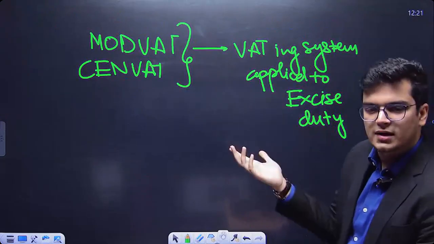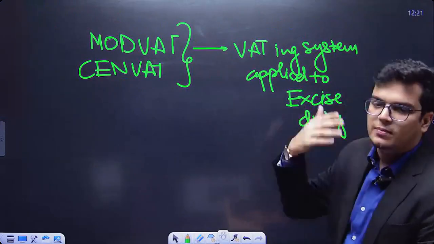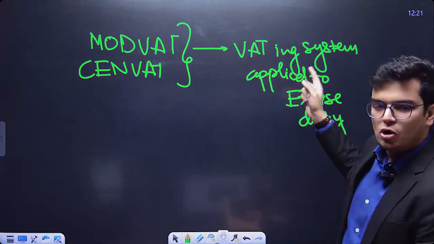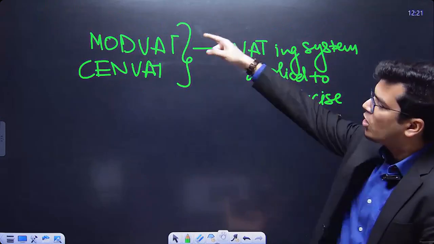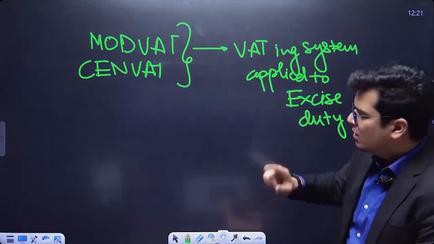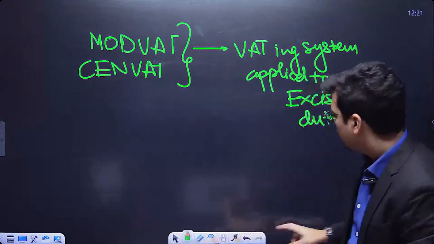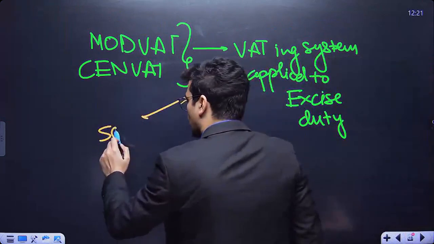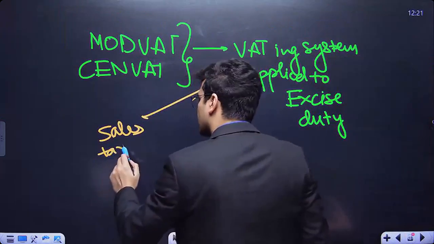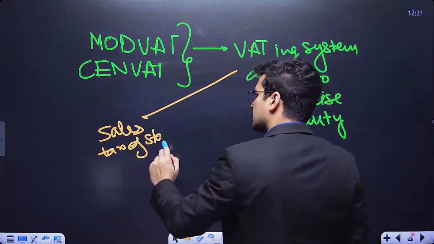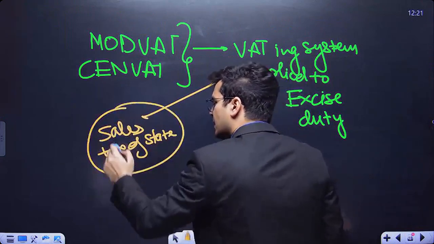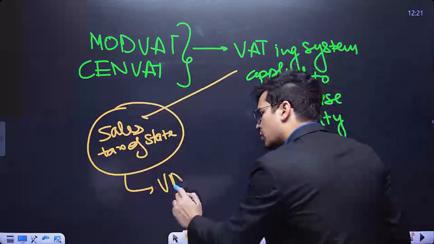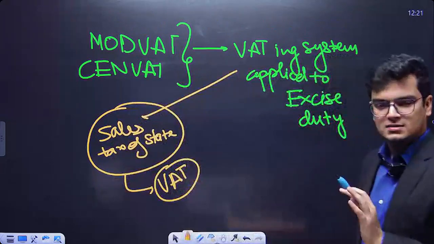Excise duty is also indirect tax. Indirect tax पे आप ये input tax credit का system लगा सकते हो. So VATing system was also applied to excise duty using mod VAT and sen VAT system. VATing system was also applied to state sales tax, जो हम अभी देख रहे थे. सेल्स टैक्स ऑफ स्टेट, इस पे भी वैटिंग सिस्टम अप्लाइड था. It was simply called VAT, value added tax.